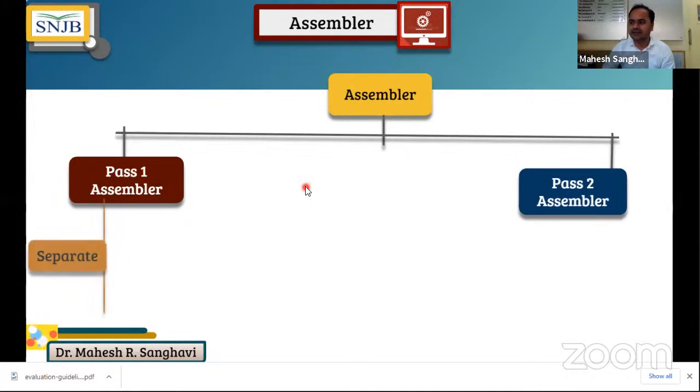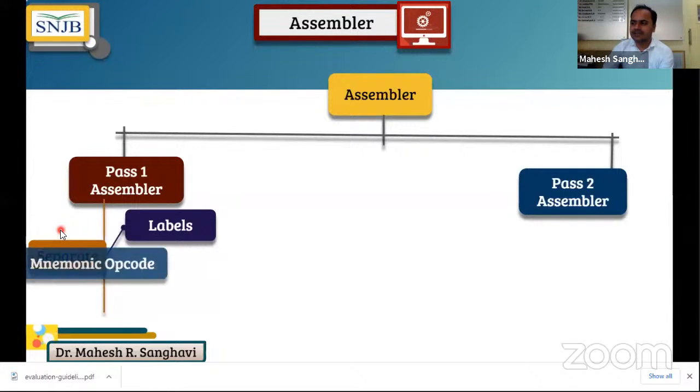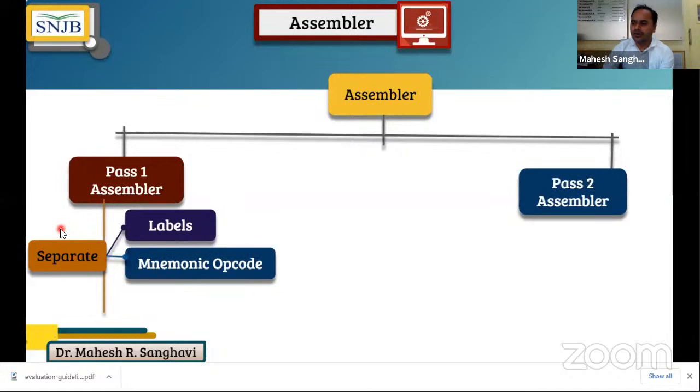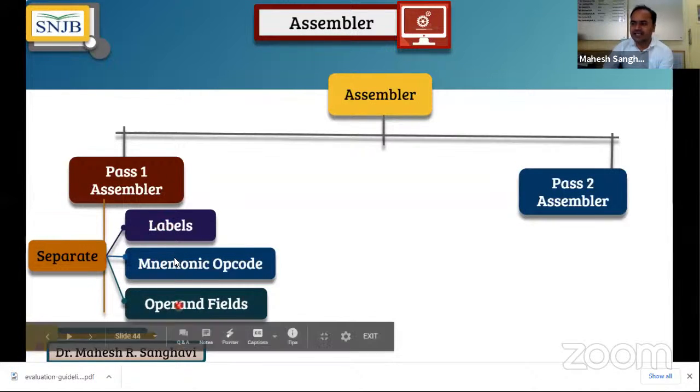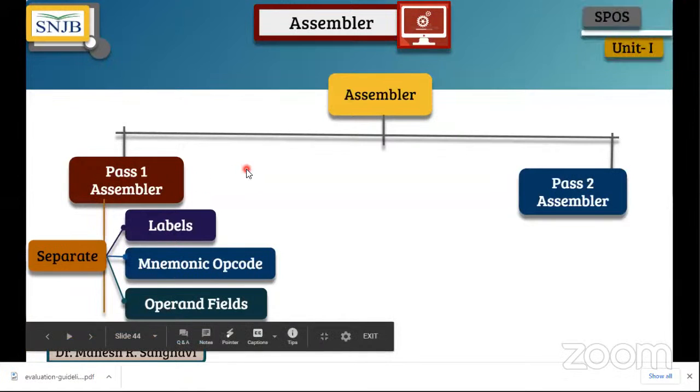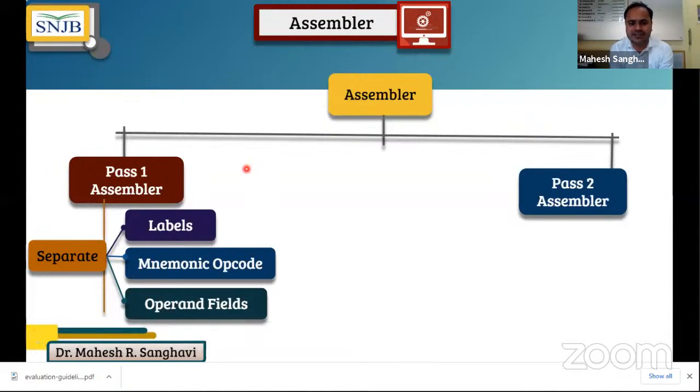So what kind of task will be done? Pass one of the assembler separates the tokens, that is, labels, then mnemonic opcode, and your operands. These are the three things that will be separated. For example, label: suppose you are talking about one of the instructions like loop one. So loop will become the label, telling where to go to loop, that becomes the label for that particular loop.